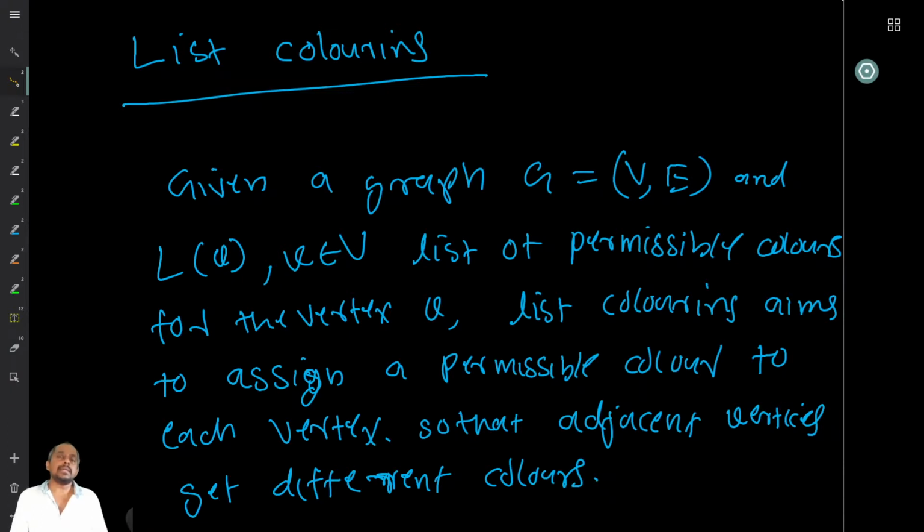Now, instead of this, suppose I say that for each vertex I am going to give you a different list of colors. So the first vertex I will say you can use the colors 1, 2, 3. For the second vertex I will say you can use 2, 3, 4. And for another vertex you can use 3, 5, and 7, right? So this way I give you different sets of colors to each vertex. Now I ask you, can you color the graph with these colors?